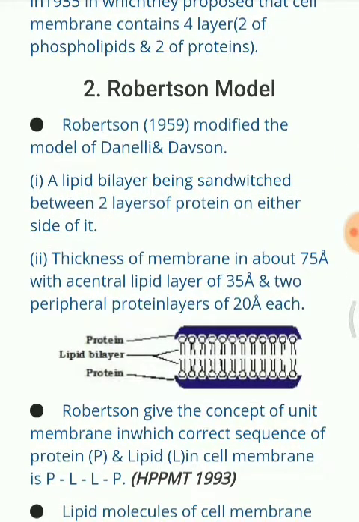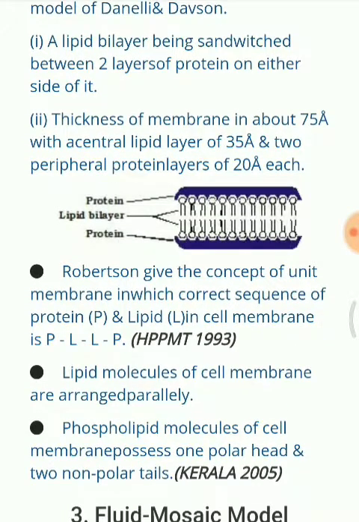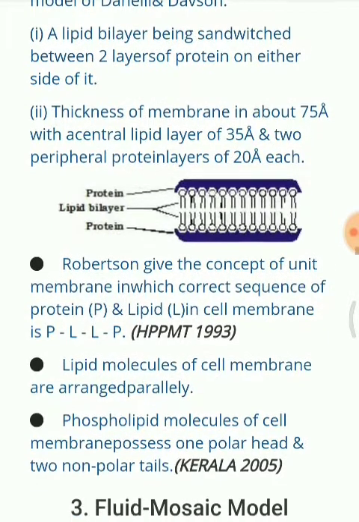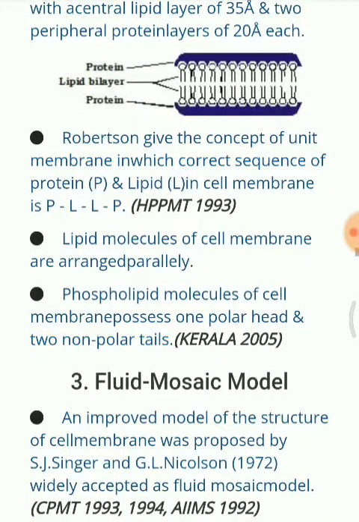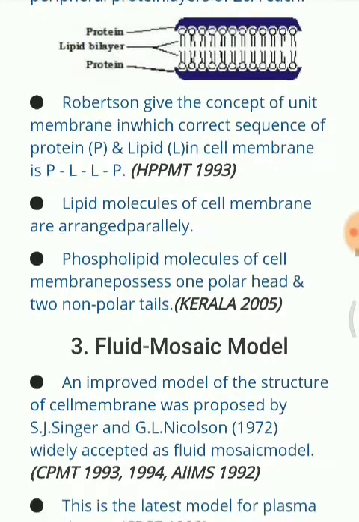Thickness of membrane is about 75 angstrom, with a central lipid layer of 35 angstrom and 2 peripheral protein layers of 20 angstrom each. Robertson gives the concept of unit membrane, in which the sequence of protein (P) and lipid (L) in the cell membrane is P, L, P. Lipid molecules of the cell membrane are arranged parallelly. Phospholipid molecules of cell membrane possess one polar head and two non-polar tails.